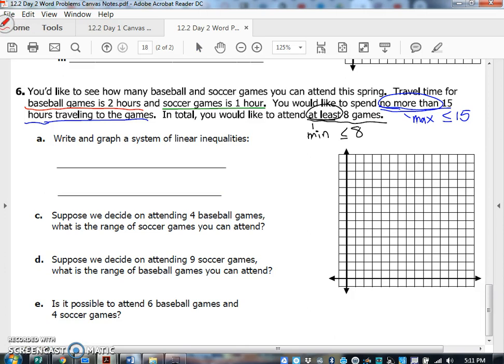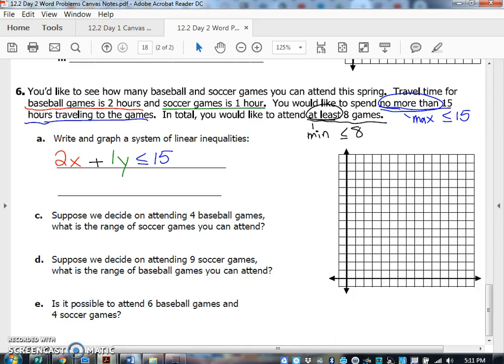Well, it takes me 2 hours to travel to a baseball game. And for every baseball game I travel, it's going to be 2x hours of travel. X representing the number of baseball games, 2 the hours to travel to a baseball game. I'm going to add that to 1y, because it takes me 1 hour to travel to 1 soccer game. So for y number of soccer games, it's going to take me 1y. And the total amount of travel time can be no more than 15. So that's less than or equal to 15.